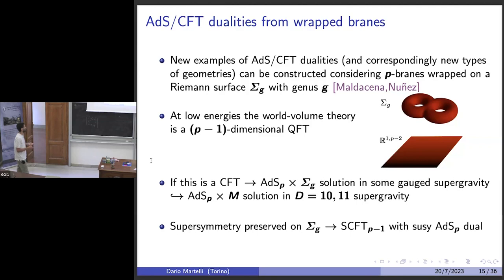So in this way, you can think of it as a machine, if you want, that produces new geometries: new solutions to supergravity, and new field theories that then someone like Sarah can go and compute all of these quivers and so on. So that's a way to produce AdS/CFT dualities.